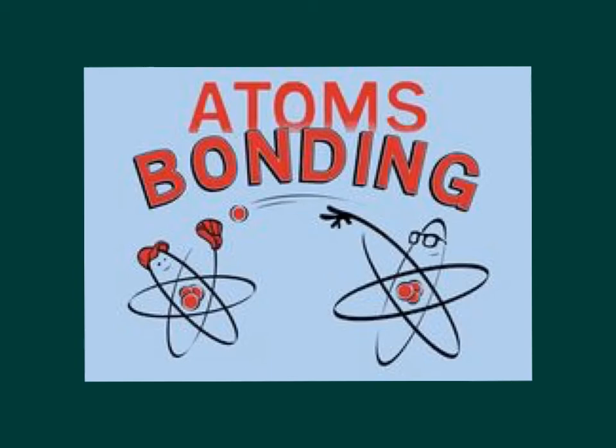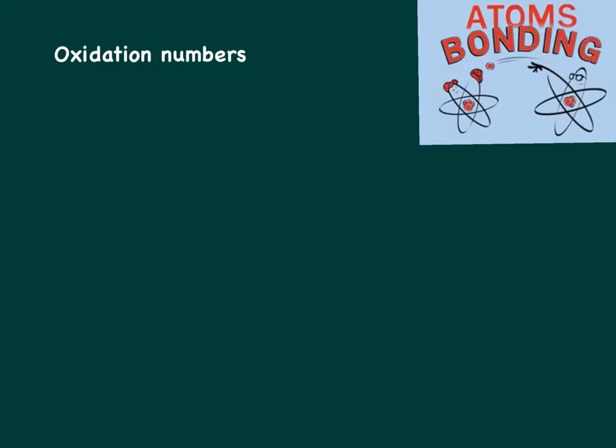We've learned that the reason atoms bond is to complete their valences so that they can become more stable. Oxidation numbers are used to keep track of how many electrons are lost or gained by each atom. Often they're the same as the charge of the ion. And we assign oxidation numbers by using a set of rules.